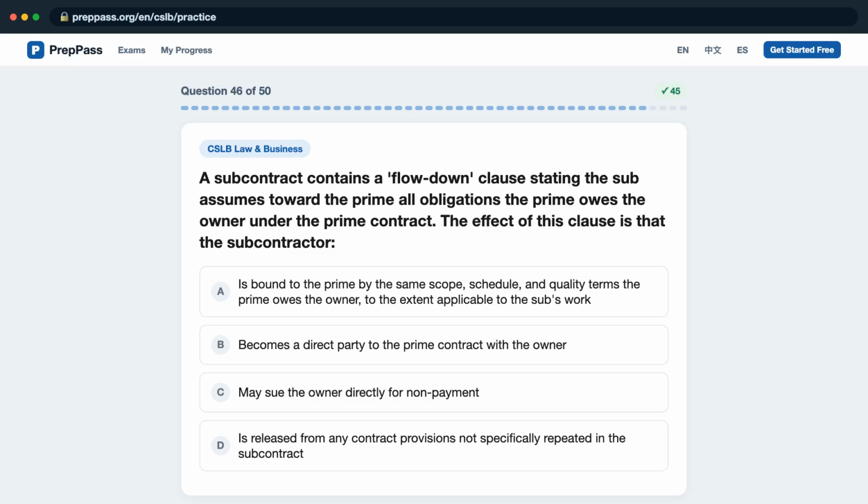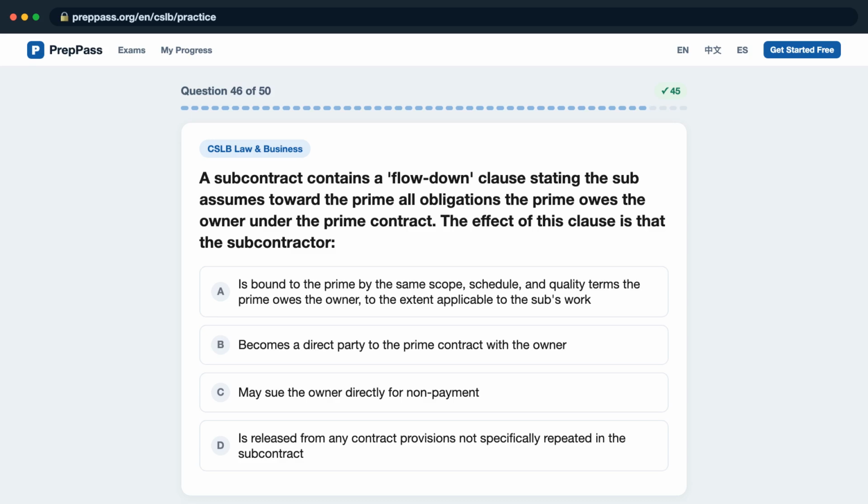Question 46. A subcontract contains a flow-down clause stating the sub assumes toward the prime all obligations the prime owes the owner under the prime contract. The effect of this clause is that the subcontractor, is it A, is bound to the prime by the same scope, schedule, and quality terms the prime owes the owner, to the extent applicable to the sub's work.